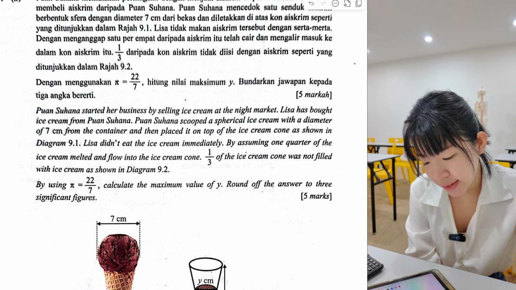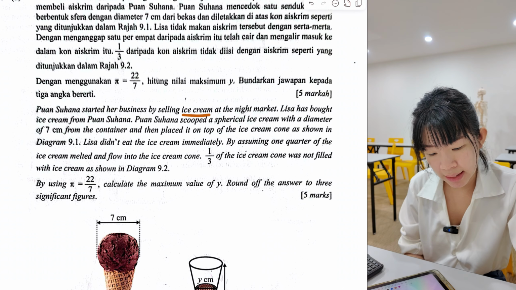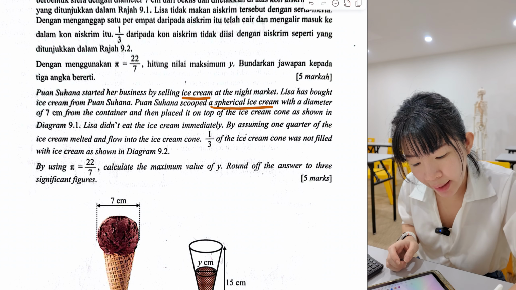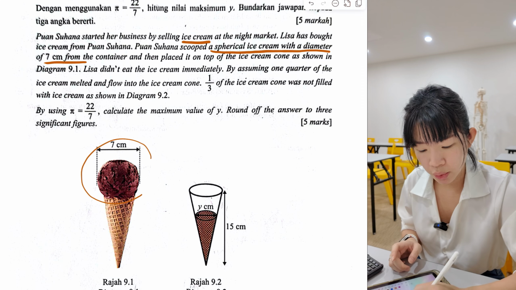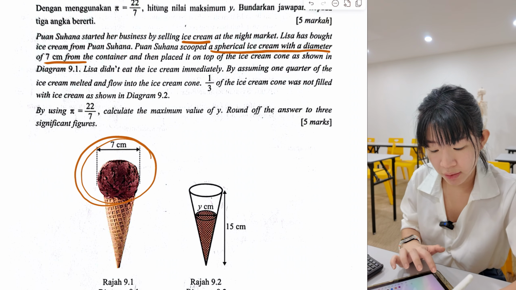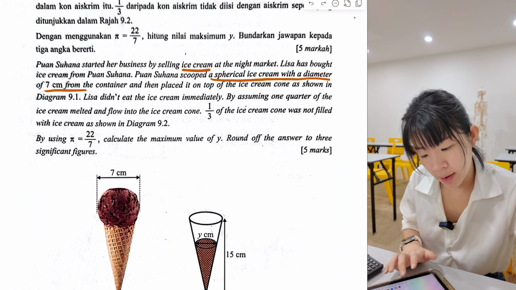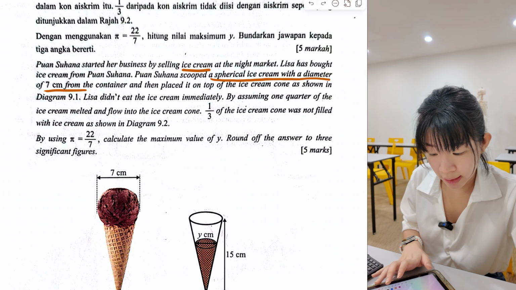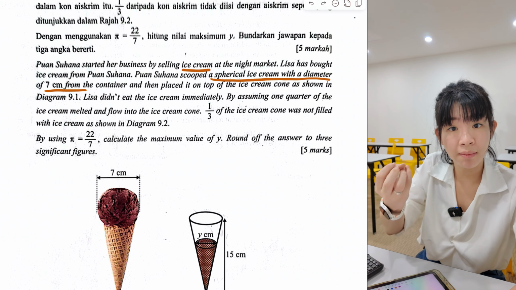Question 17 says that Puan Suhana started her business by selling ice cream at a night market. Lisa bought ice cream from Puan Suhana. Puan Suhana scooped a spherical ice cream with a diameter of 7 cm from the container, which looks exactly like this. So the scoop of ice cream, diameter 7 cm, is a sphere. Then she placed it on top of the ice cream cone as shown in the diagram.